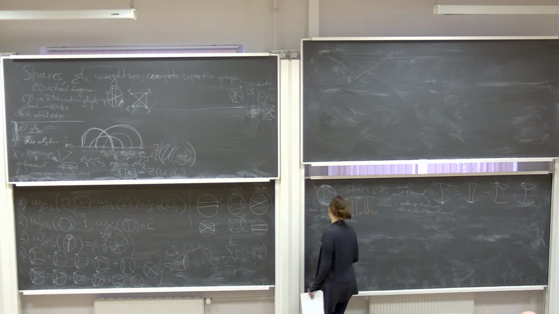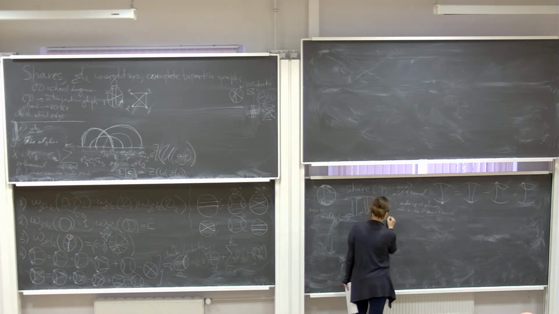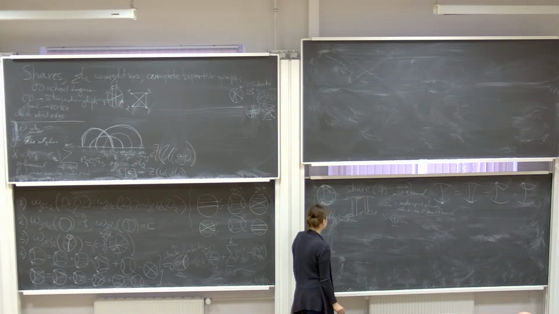So we consider the direct sum of all these spaces, the sum from n equals 0 to infinity of S_n, and we introduce the product multiplication on this space, which is defined on the shares. In contrast to multiplication for chord diagrams, this product is non-commutative.